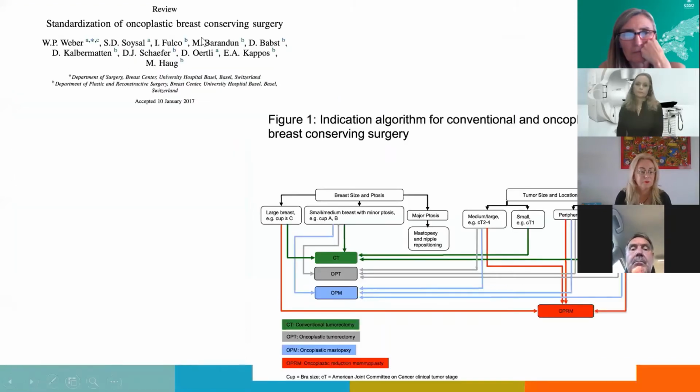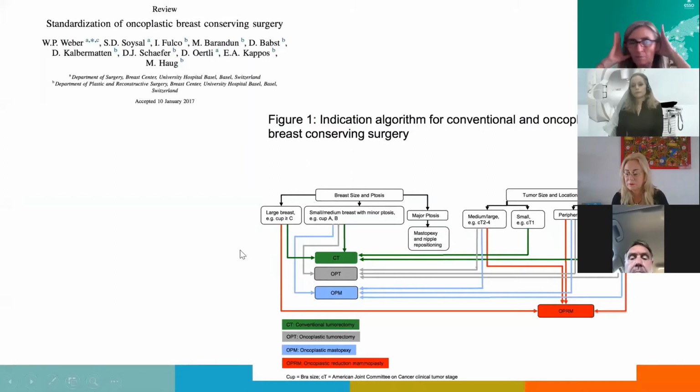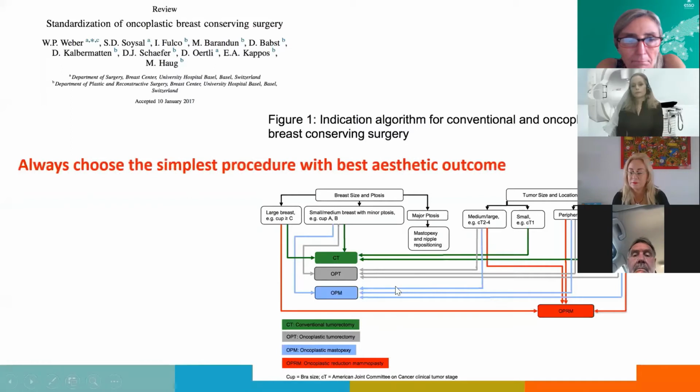The standardization of oncoplastic breast surgery is again a very important issue to try to define: for different tumor locations, breast types, and breast size, which procedure to choose, when to do conventional breast conservation, oncoplastic breast conservation, or when to do a mastectomy. All these algorithms are helpful to decide and to define what procedure to choose.